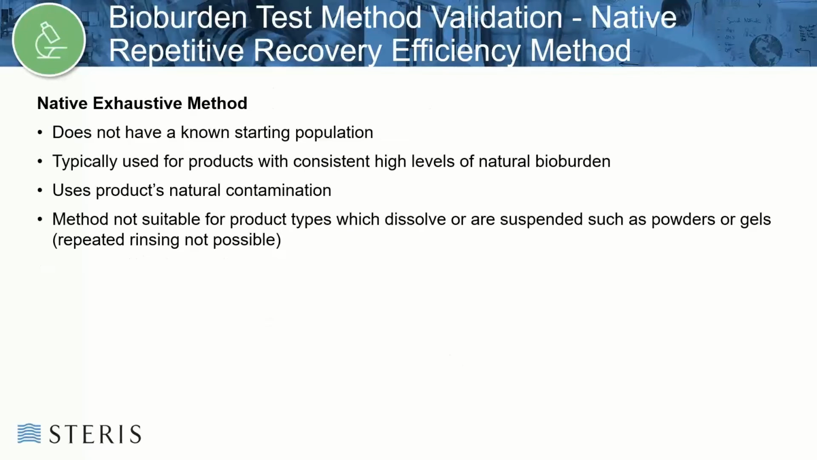Now let's have a quick overview of the bioburden repetitive method. It does not have a known starting population and involves multiple rinses of the product. It is typically used for products with consistent high levels of natural bioburden. If the product has low natural bioburden levels, or there are variances in bioburden levels, the results may be invalid for determining a correction factor. As it uses the product's own natural contamination, it tests the recovery of the species of bacteria naturally occurring in the product. Due to the repetitive rinsing process, this method is not suitable for product types that involve gels or powders.